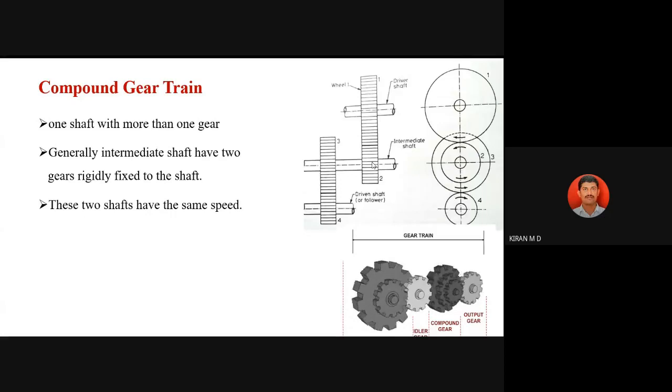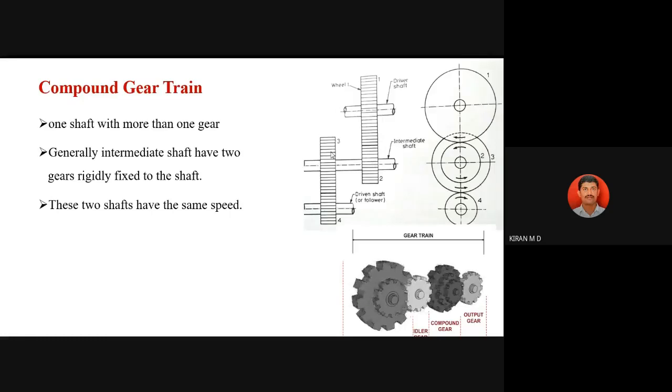Is it clear? We use this when we require a high velocity ratio within a smaller distance. There we are going to use this compound gear train. When we discuss the velocity ratio, we will discuss that. So it is very simple.